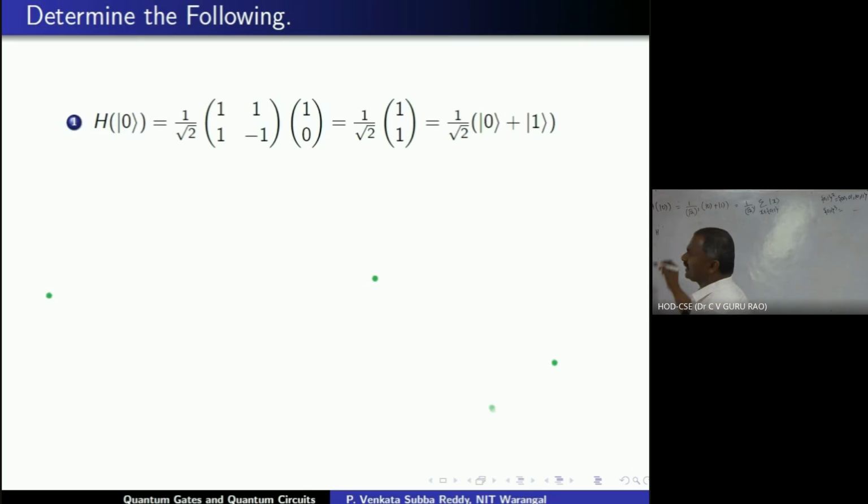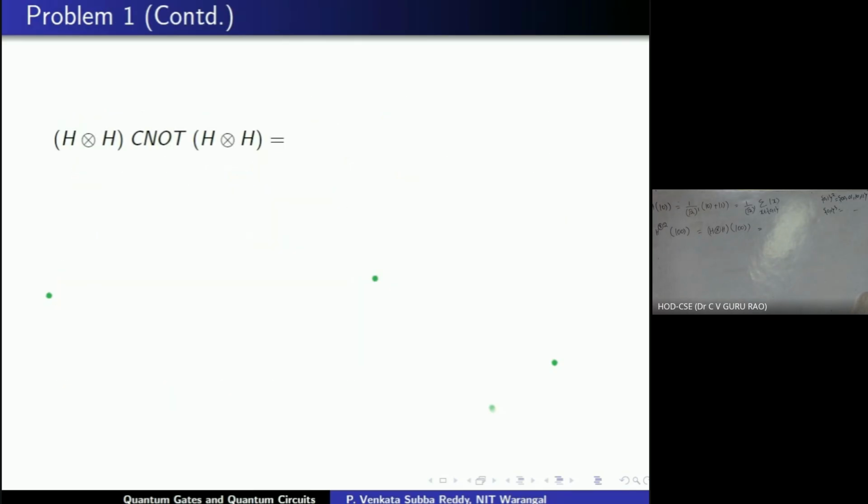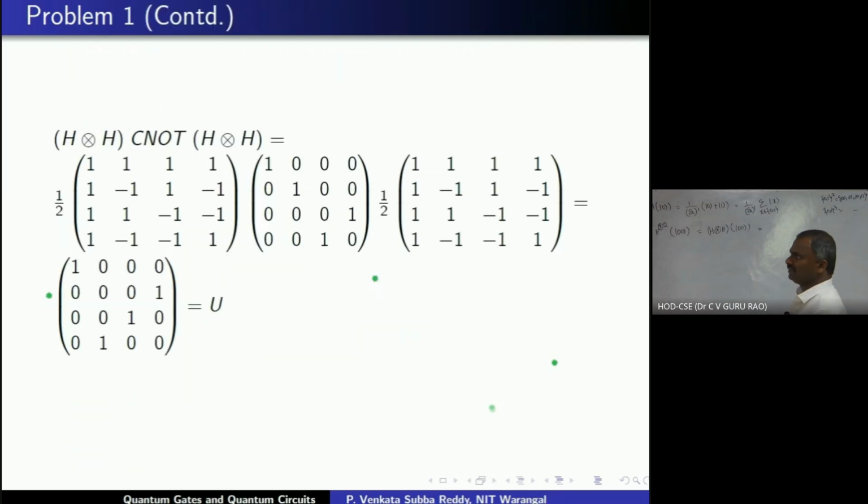Now you know the algorithm. Now tell me what is this value? Please calculate. Hadamard tensor 2, which is same as Hadamard tensor Hadamard ket 0 0. This is the meaning. Hadamard tensor 2 means Hadamard tensor Hadamard ket 0 0. What is Hadamard tensor Hadamard? We have already calculated. Here. 1 by 2 of 1 1 1 1, 1 minus 1 1 minus 1.